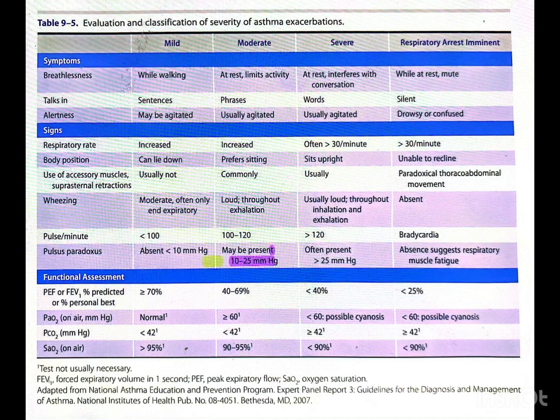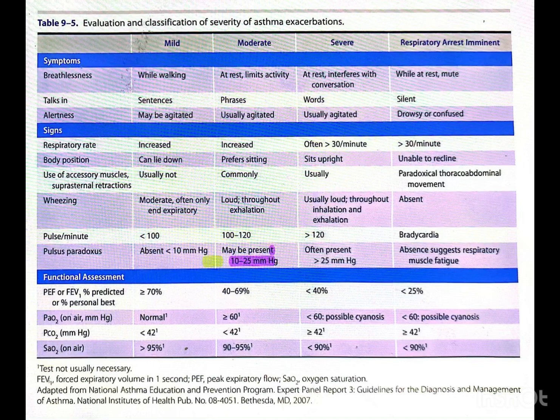In mild cases there will be no pulsus paradoxus, while in moderate cases there may be pulsus paradoxus of about 10 to 25 millimeter Hg, while in case of severe asthma exacerbation there will be more than 25 millimeter Hg. While in case of imminent respiratory arrest, there will be no pulsus paradoxus, and the respiratory muscles will be having fatigue.